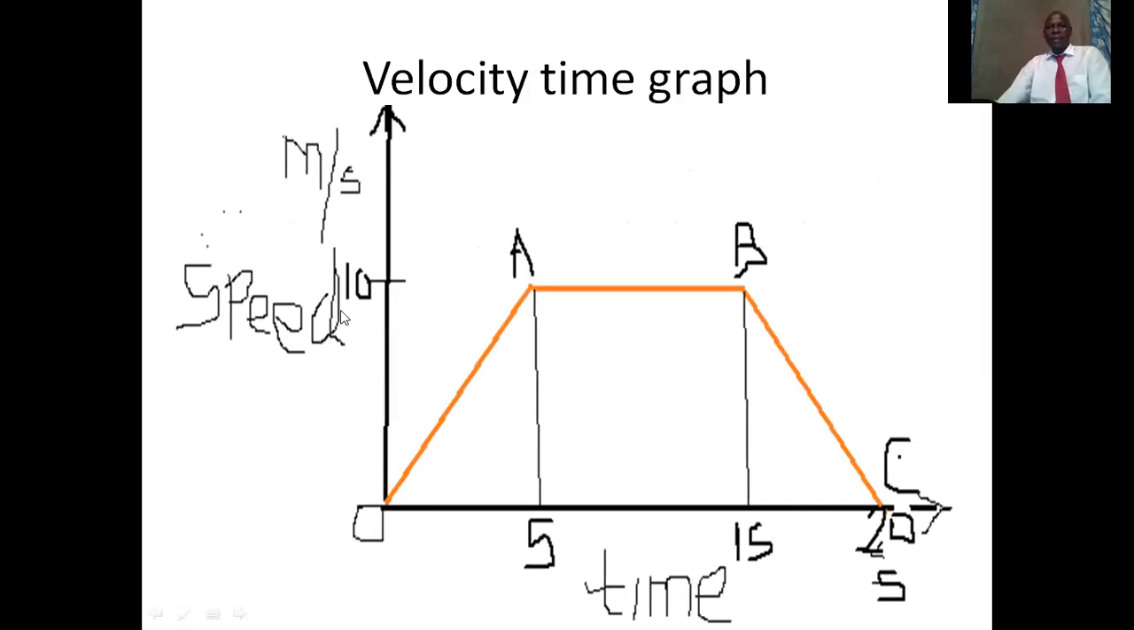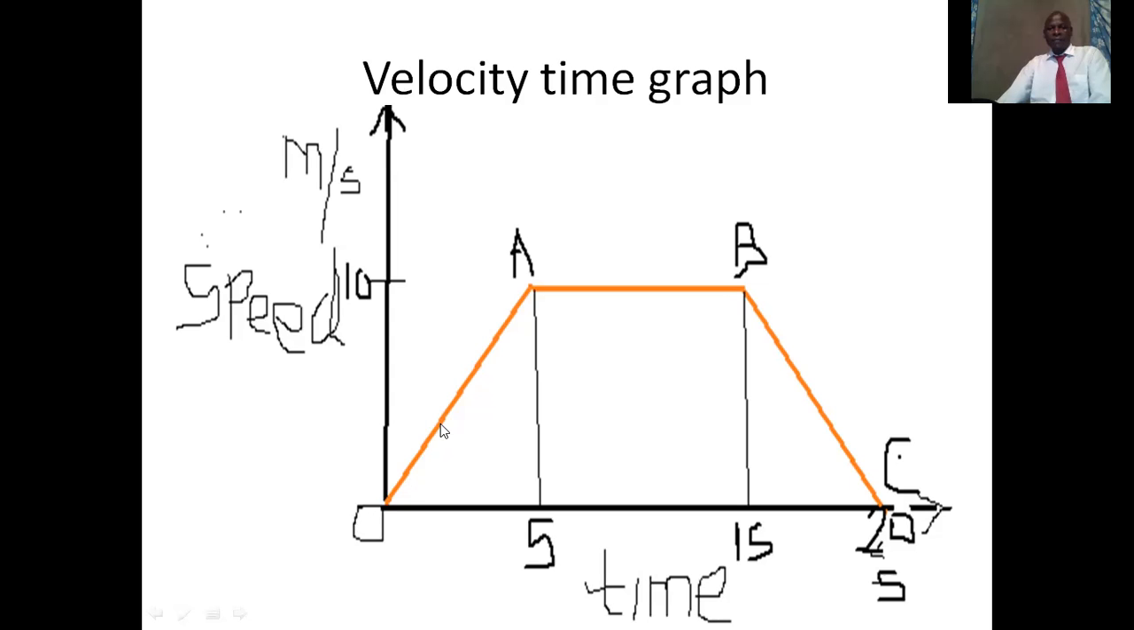So we have a velocity time graph. A velocity time graph in the y-axis always has a speed, okay? And then the units are written here, meters per second, as we indicated earlier. And in the x-axis, there is time, which is indicated in seconds. So this is what is known as a velocity time graph.